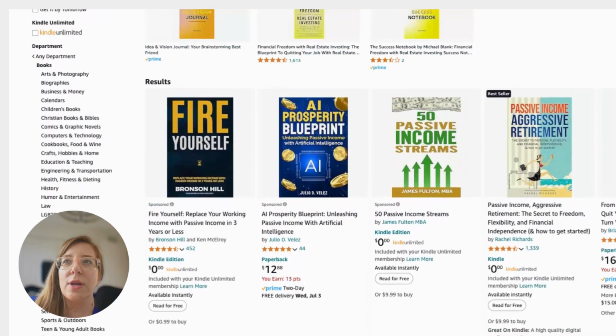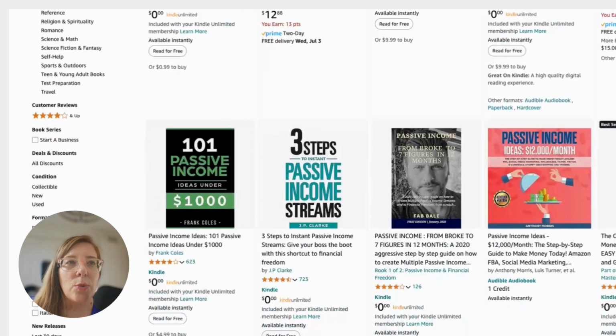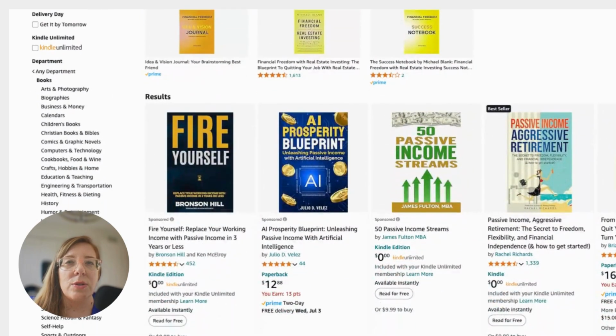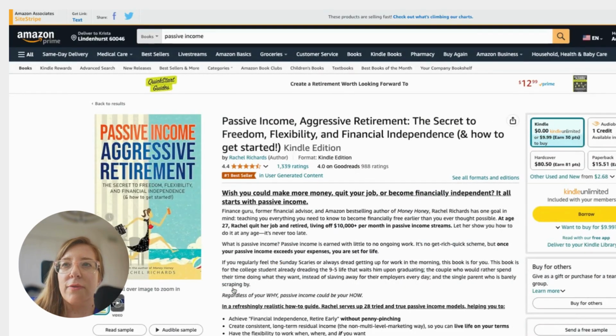Also, make sure that when you're looking at these different books in your niche, you're looking at the ones with a good number of reviews. That means it's been around a while or it's been selling really well, so you want to look more closely at those ones. So let's say here, even though my book isn't geared toward aggressive retirement, I can always just jump over to taking a look at the description of that book.